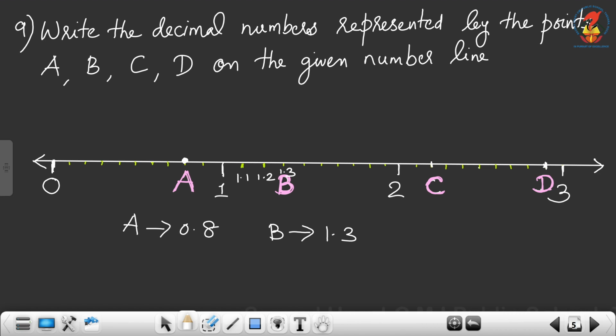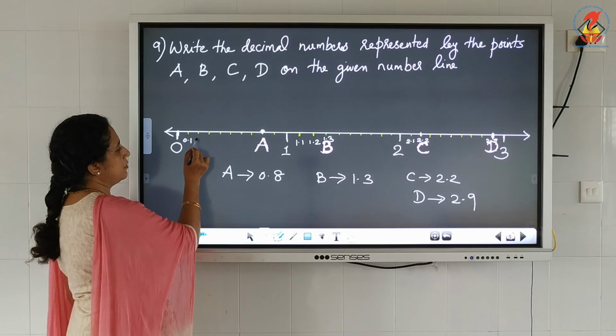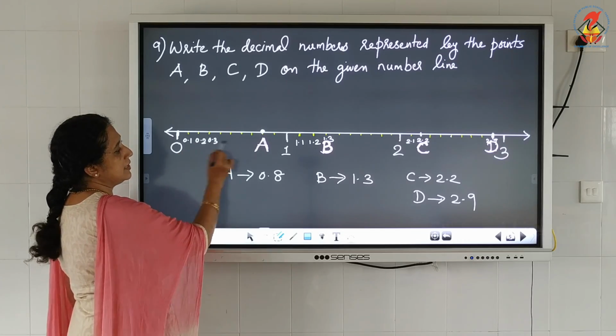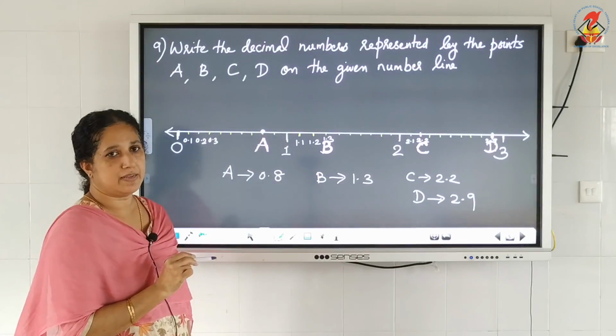Then again the distance between 2 and 3 is also divided into 10 equal parts. So the first part will be 2.1 and C represents 2.2. Then 2.3, 2.4, 2.5, 2.6, 2.7, 2.8 and D is 2.9. So the letter D represents the decimal number 2.9. If you want, you can mark the points 0.1, 0.2, 0.3 like that and find out the corresponding decimal numbers.